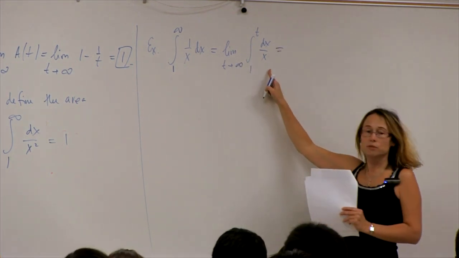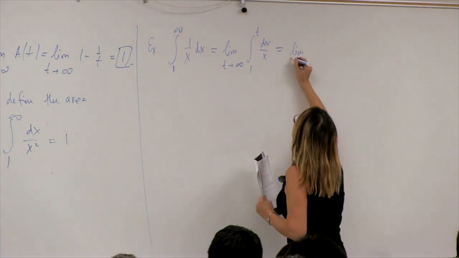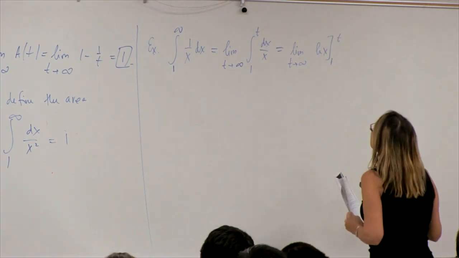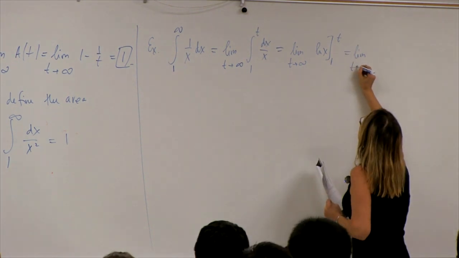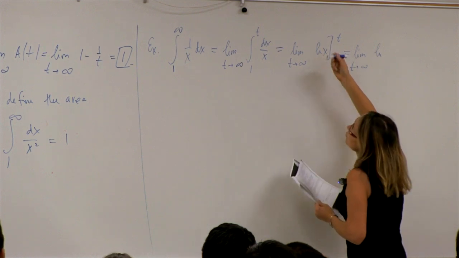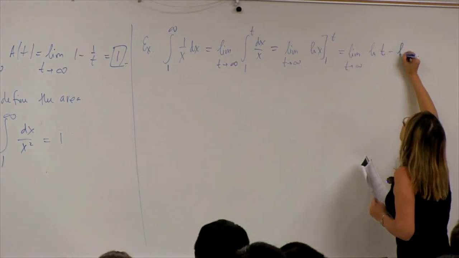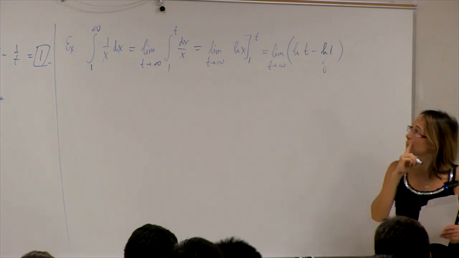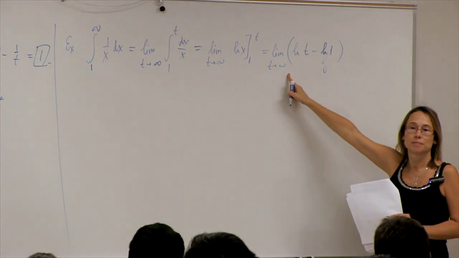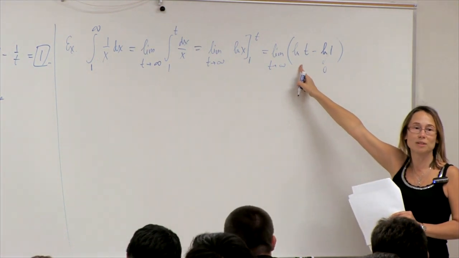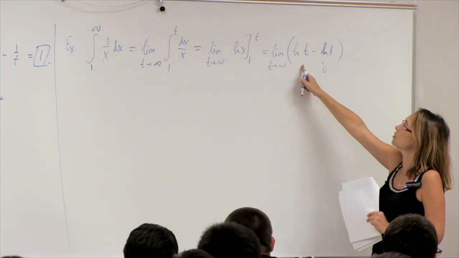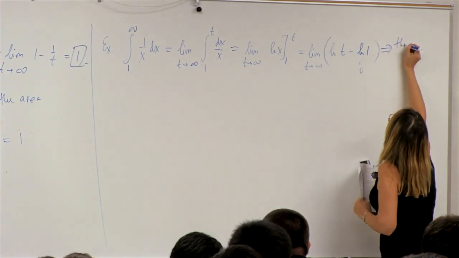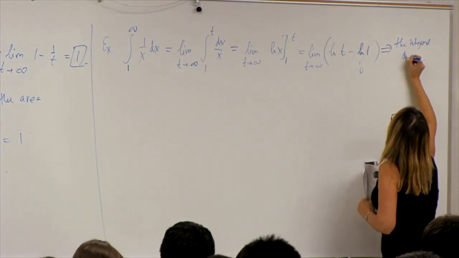Now, what's the antiderivative here? It's the log. So limit as t goes to infinity of the log of x substituted at 1 and t. I continue to write. So I have log t minus log 1. Okay. So log 1 is simply 0. I don't have to worry about it. About log t, what's the limit? It's infinity, right? Remember the log blows up. It goes to infinity as the argument goes to infinity. So what can we say about this improper integral? It diverges. The integral diverges.